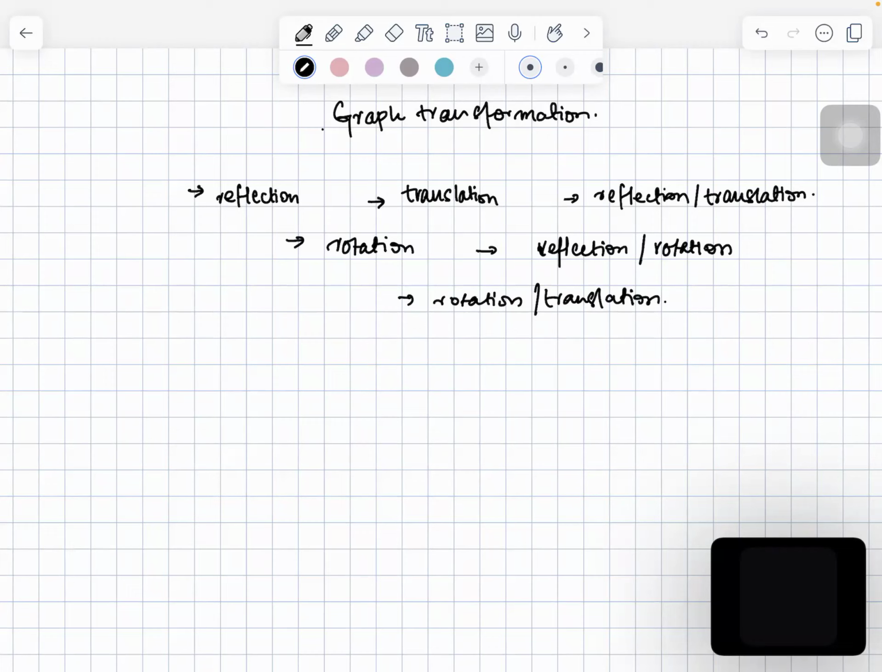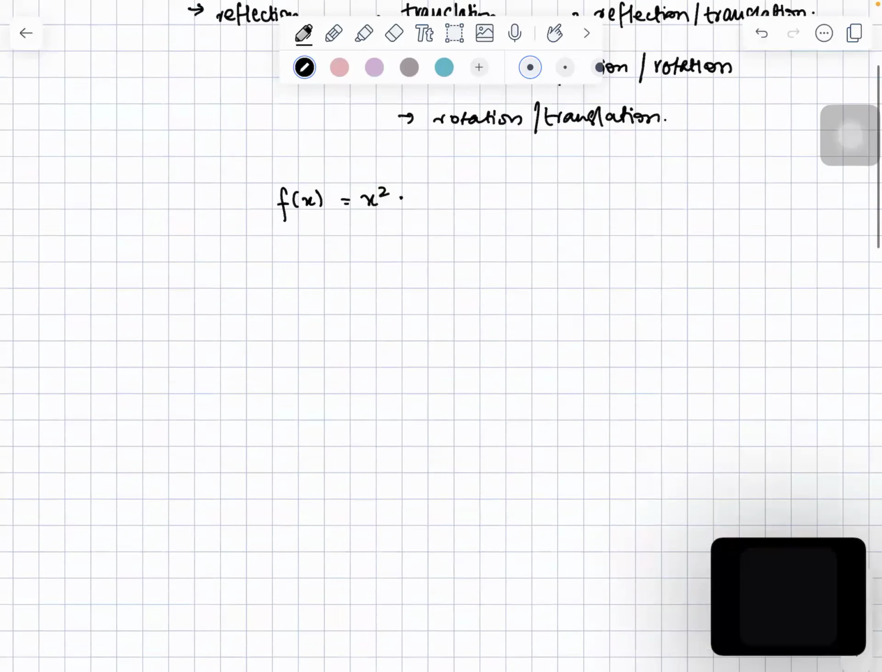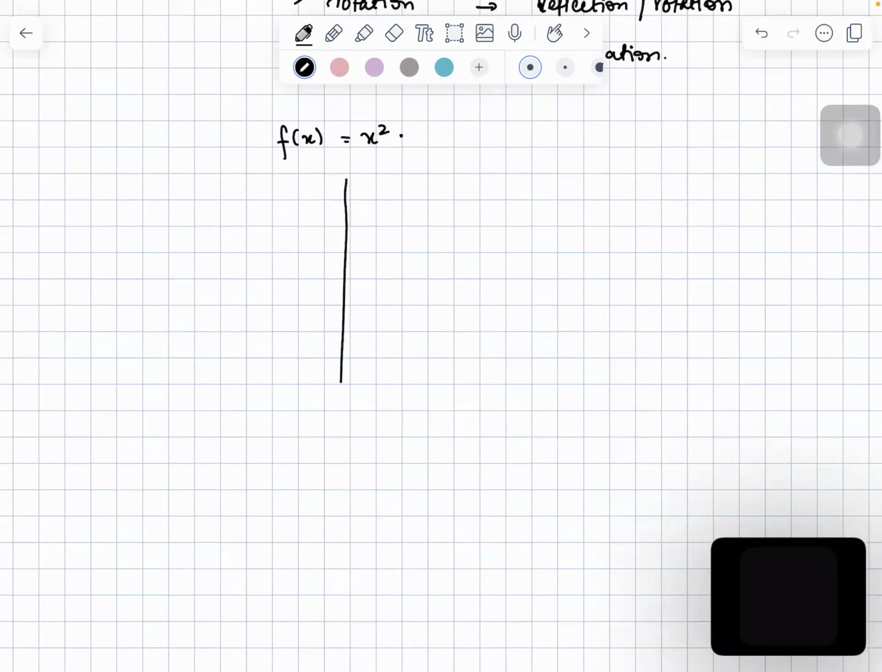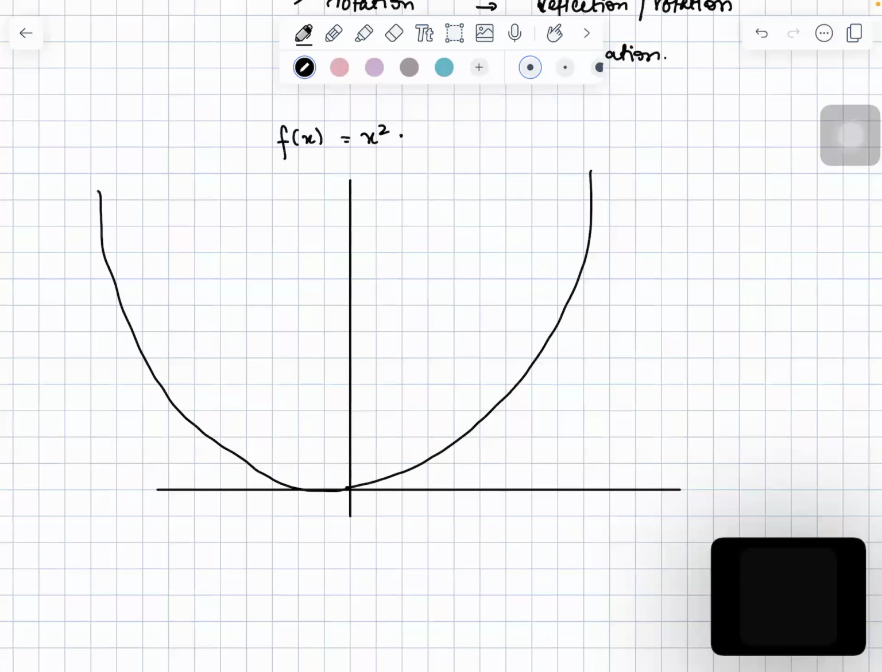Okay. Now let's look at a very basic graph, which is your x squared. f of x is equal to x squared. What does the graph look like for this? It's going to be a quadratic, and the minimum point is going to touch the origin and go out. So it's going to be something like this.